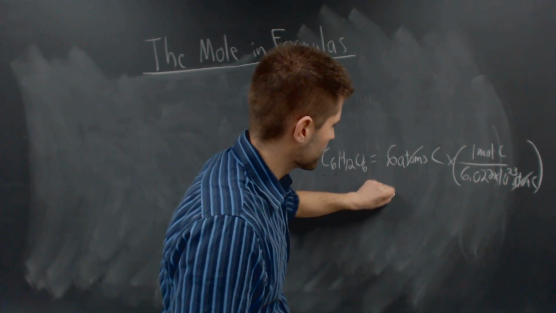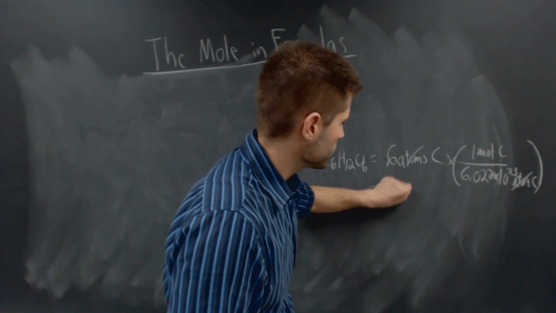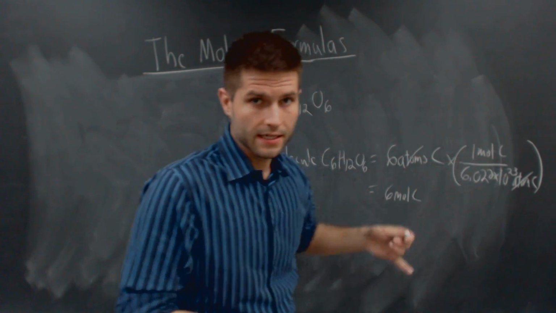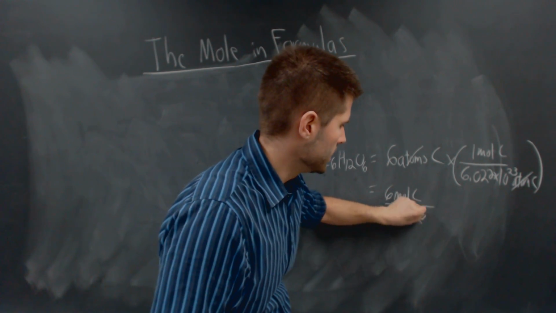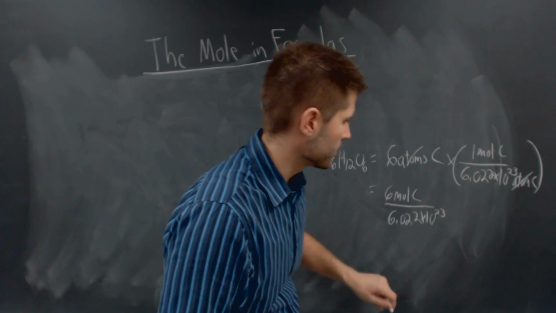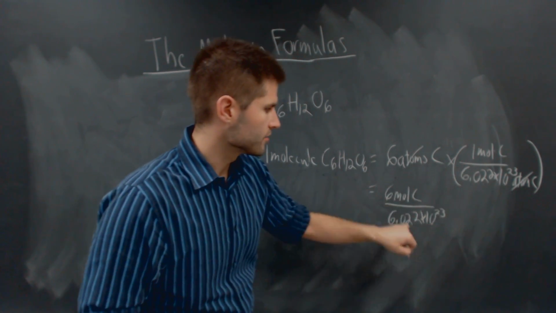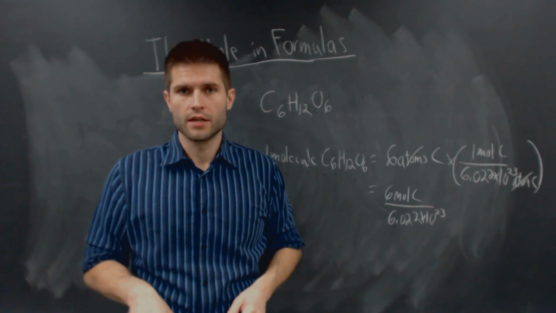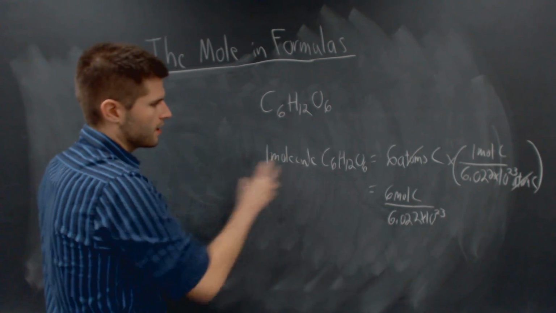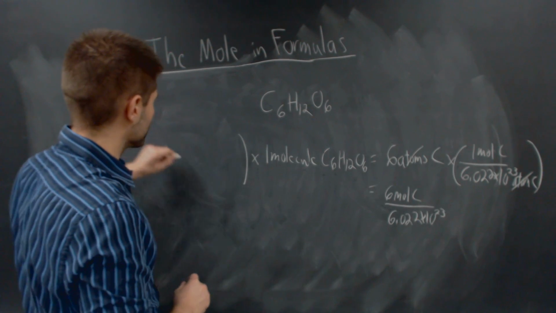So here I'm going to end up getting 6 moles of carbon. 6 times 1 is 6, divided by 6.022 times 10 to the 23rd. The atoms of carbon canceled, so now we're just left with moles of carbon, and in the denominator, just a number. Now let's take this molecule and let's perform the same type of calculation.